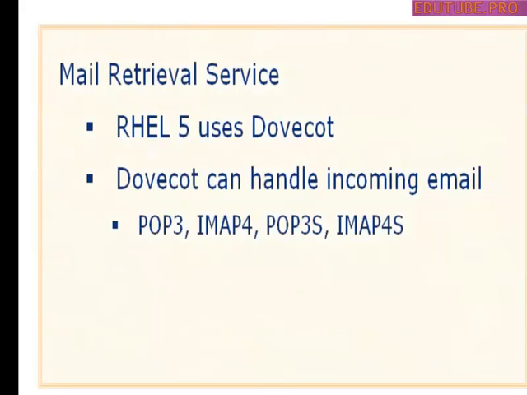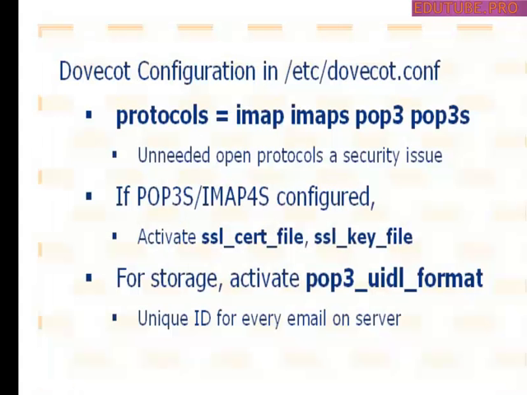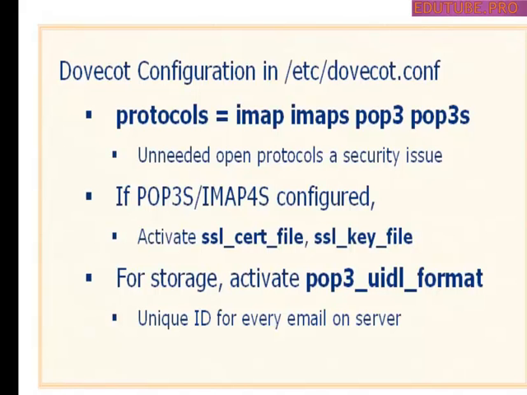The standard for mail retrieval services for Red Hat Enterprise Linux 5 is Dovecot. When properly configured, it can handle incoming email configured to the POP3 and IMAP4 protocols, as well as their secure cousins POP3S and IMAP4S. It's almost as easy to configure Dovecot as it was Sendmail and Postfix.